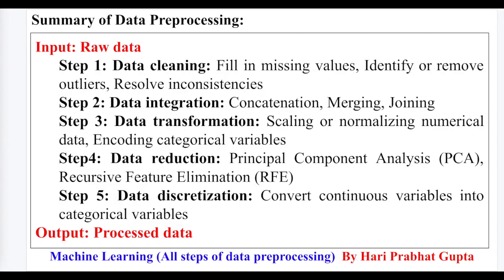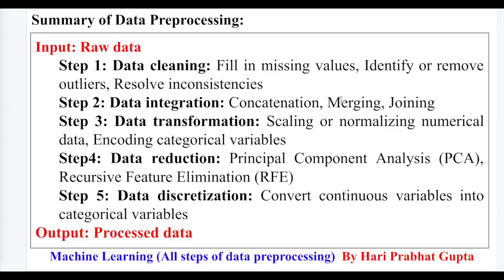So before we use the data, we need to do the data pre-processing. Here we can summarize it. Initially, your input is the raw data, whatever data your sensors collect, and very first you need to use data cleaning, so that you fill the missing values, identify or remove the outliers. Some value is completely out of the box because of some garbage or random values, and resolve the inconsistency if any is there.